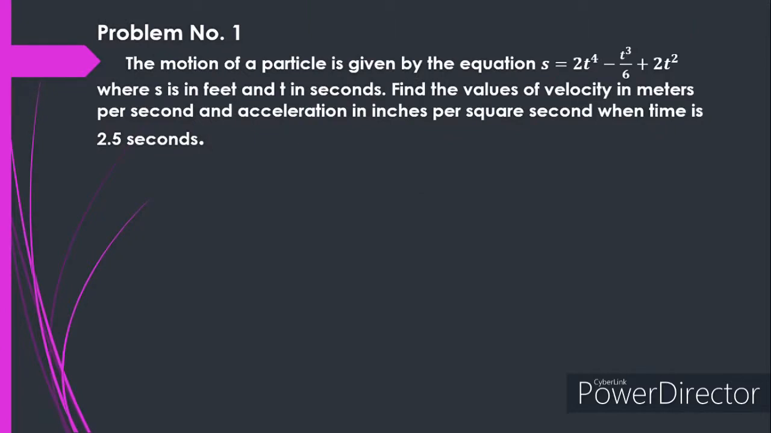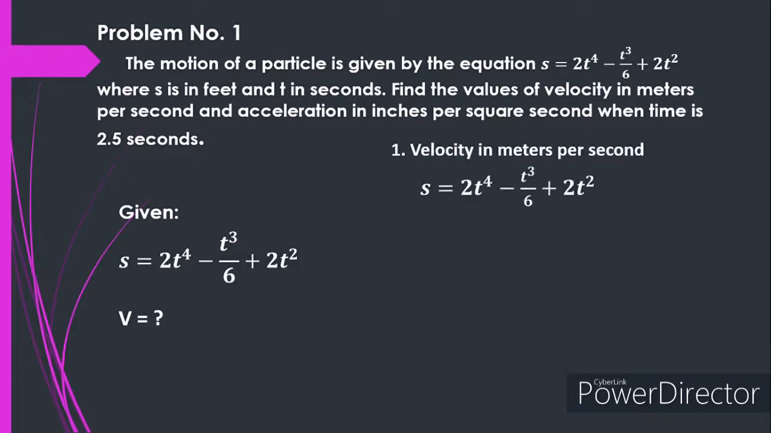Alright. So, first, syempre balik tayo dun sa una. Ano ba yung ating given? Given, we have the formula of the equation of the distance, which is s is equals to 2t raised to 4 minus t cubed over 6 plus 2t squared. Other given, we're looking for the velocity at a given time, which is 2.5 seconds.